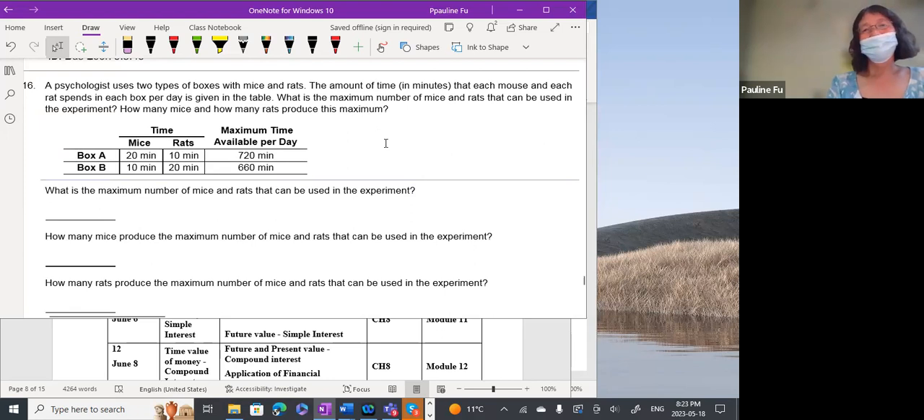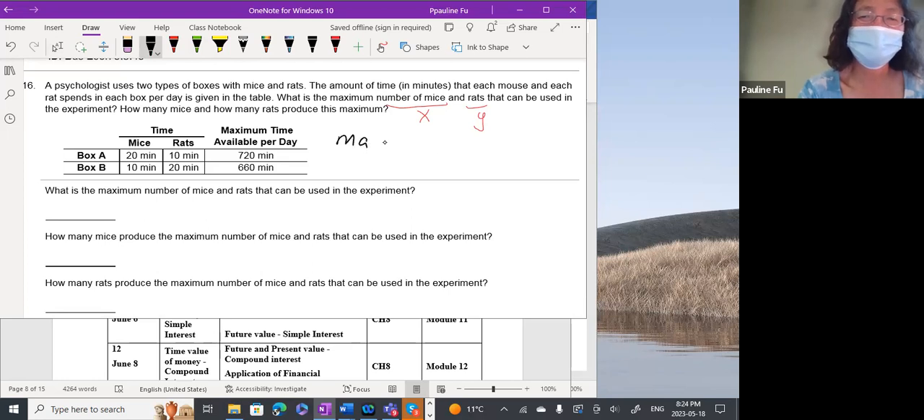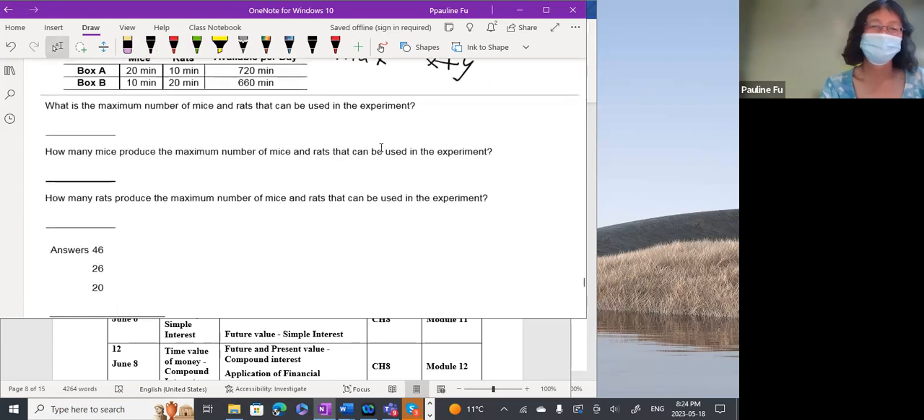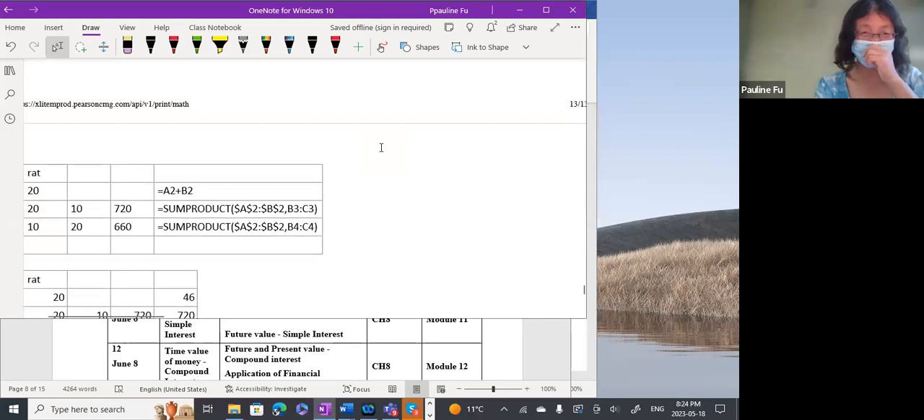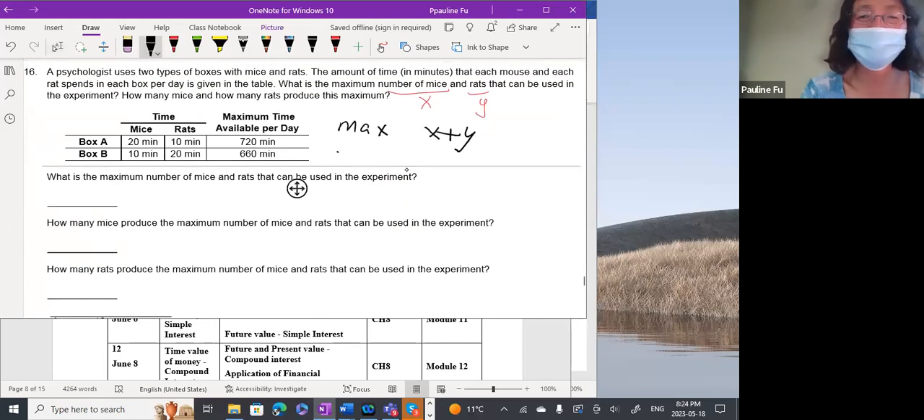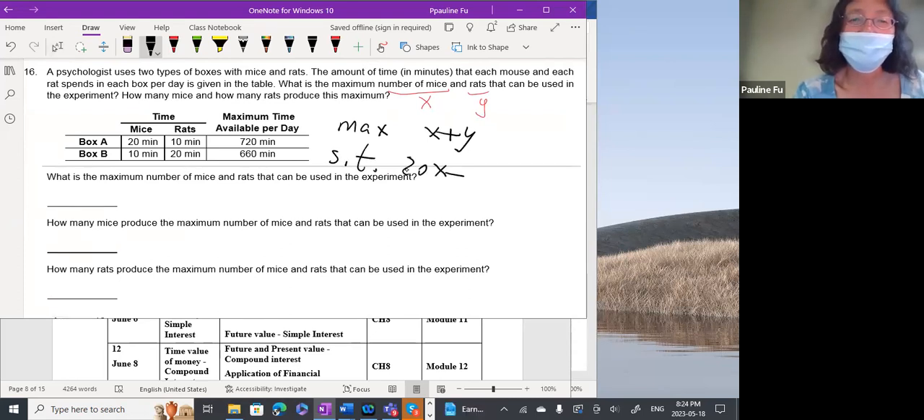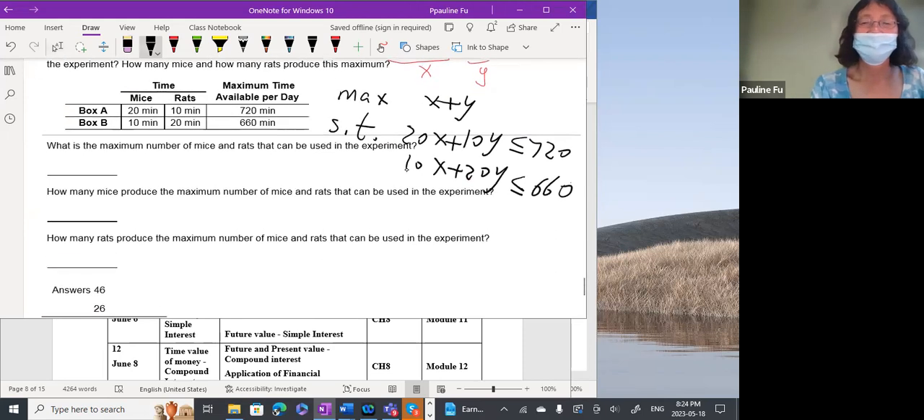So again, the important thing is to find the objective function from the constraints. So let's use x to represent the number of mice. Let's use y to represent the number of rats. So our objective function, we want to maximize x plus y. And the constraints are subject to 20x plus 10y smaller or equal to 720, 10x plus 20y smaller or equal to 660. X greater or equal to zero, y greater or equal to zero. Those are the constraints.